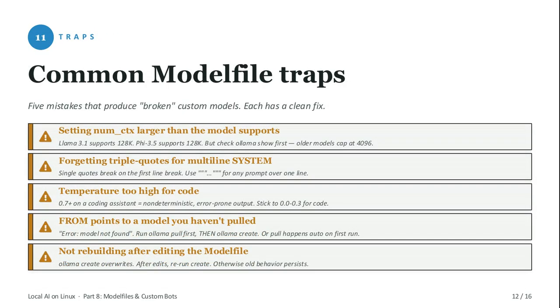Before you start sharing those model files around, let me save you some debugging time with 5 traps I've hit personally. Cranking num_ctx past what the model actually supports. Always check ollama show first, because older models still cap at 4096. Forgetting triple quotes on a multi-line system prompt. Single quotes die at the first new line.